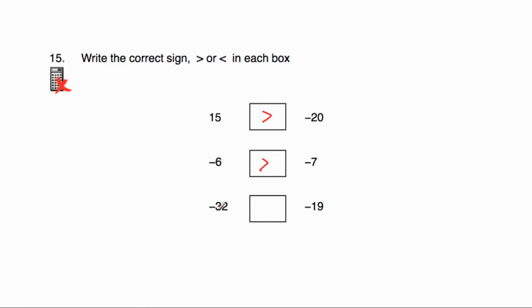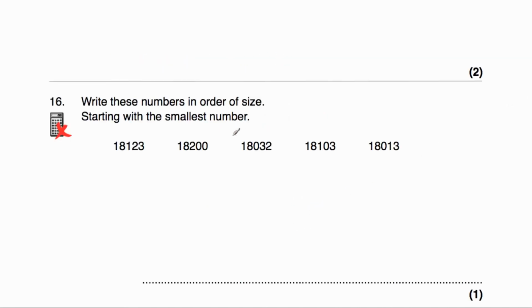And then we've got negative 32 and negative 19. Now negative 19 is closer to 0 than negative 32, so negative 19 is greater than negative 32. So we would write it as negative 32 is less than negative 19. And that's it.